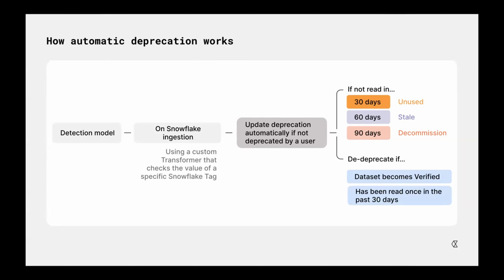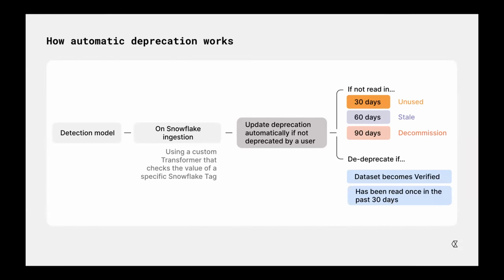If it's not been read in 30 days, we consider it as unused. If it's not been read in 60 days, we consider it stale. And at the end of it, if it hasn't been read in 90 days, the data set then becomes liable for decommissioning. This means removing the upstream pipeline and also the table itself.